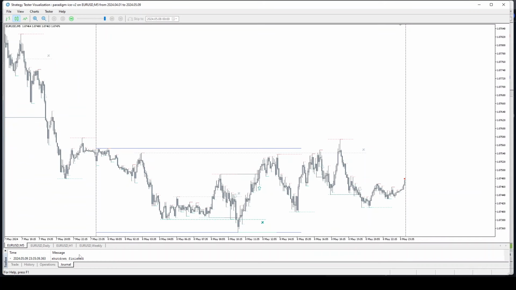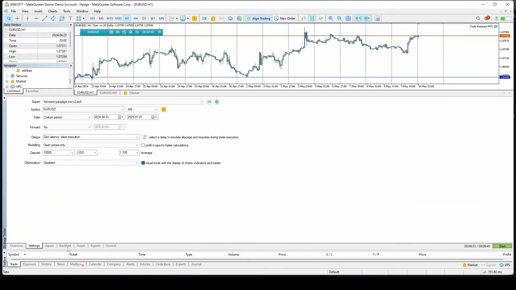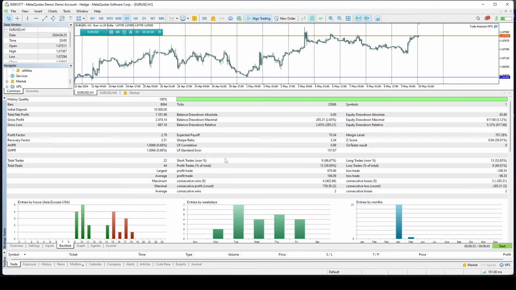So let's look at the results on MT5. This is the backtest result. This is a total profit of 15% from 1st of April to current price action. And you can see the balance drawdown is about zero. The absolute balance drawdown is zero. Okay, there was no drawdown at all, and the maximal drawdown is 2.65%.